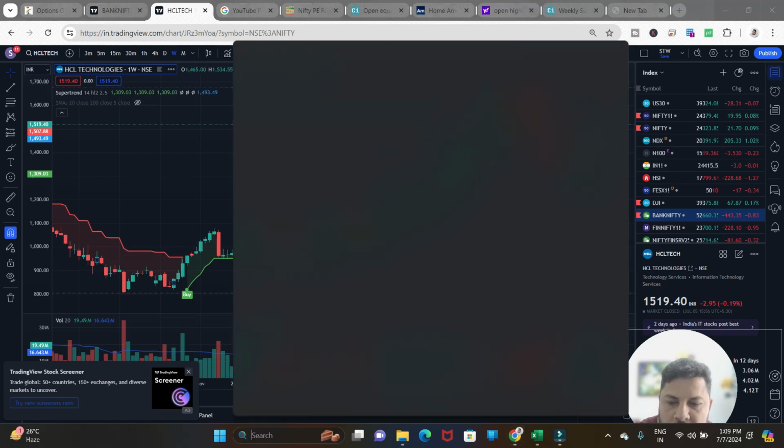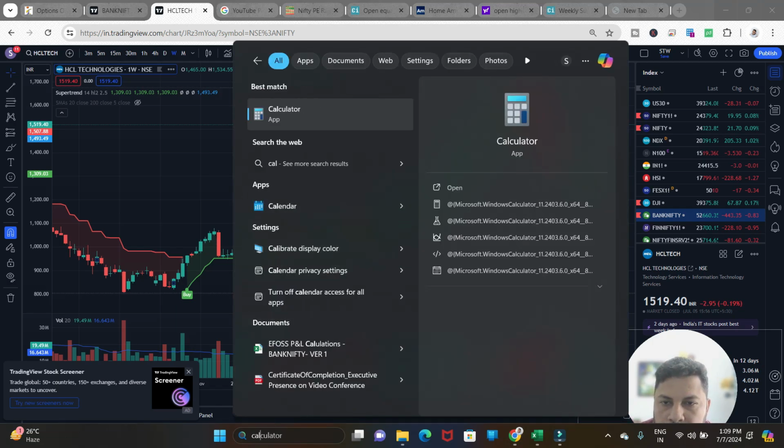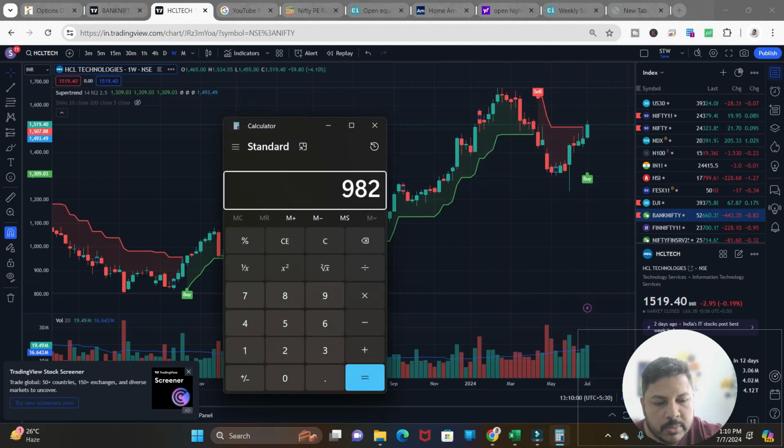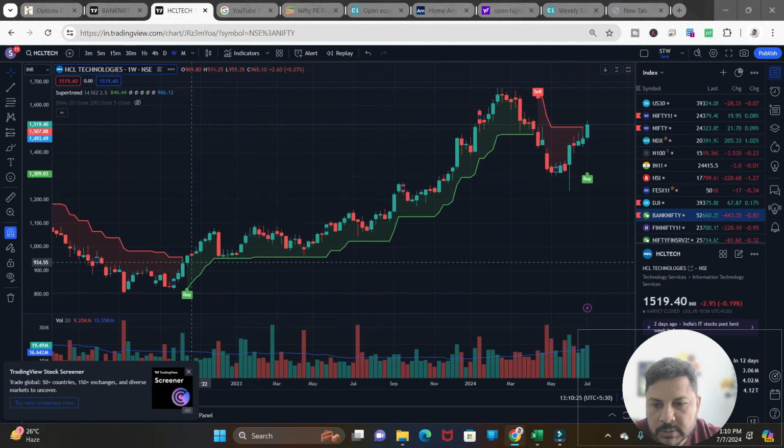Okay, for example, let's calculate. 982 minus 874 is equal to 108 points. So 108 points, into how much you're going to risk. Suppose you want to risk about 5,000 rupees per trade. So with 108 points of risk, you can buy 46 shares, so that even if your stop loss is hit, you will lose only 5,000 rupees. So from here you have to keep trailing the stop loss and see the results.